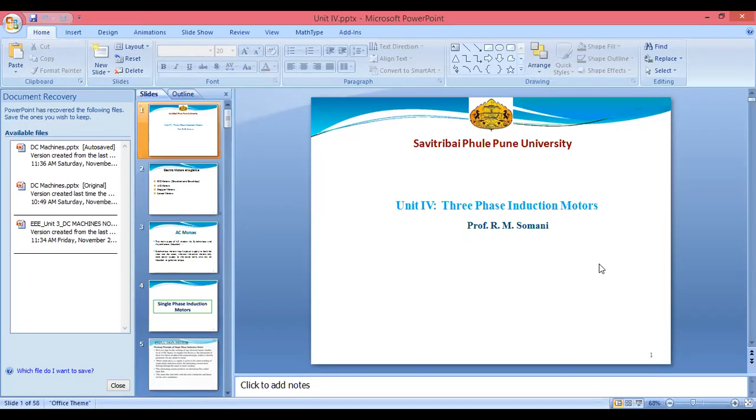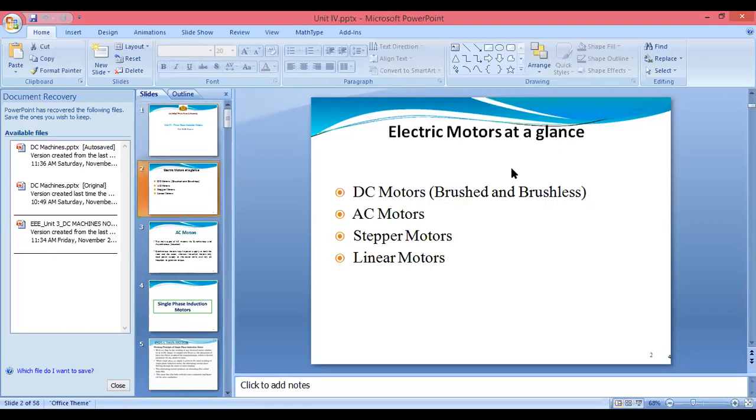Three-phase induction motors are widely used in industry and in commercial applications. This type of motor does not require any starting device. That's why we can call the three-phase induction motor a self-starting induction motor. So in our syllabus, we are supposed to study the three-phase, that is nothing but the self-starting induction motor, because it does not require any starting device.